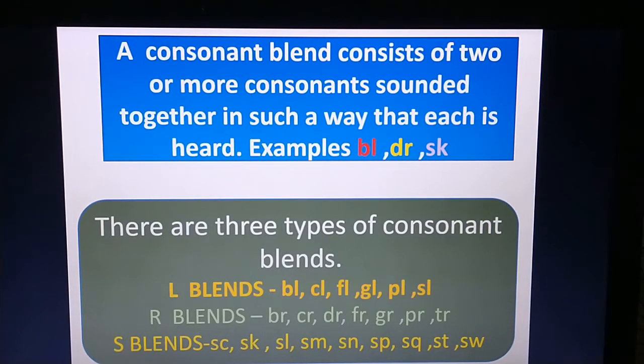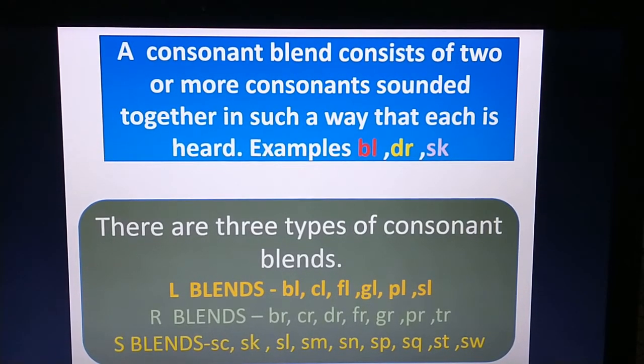So there are three types of consonant blends. As I have told you, all consonants don't blend with other consonants. There are only three consonants, that is L, R and S, which blend with other consonants. So L blends with B, C, F, G, P and S. So it becomes bl, cl, fl, gl, pl and sl.